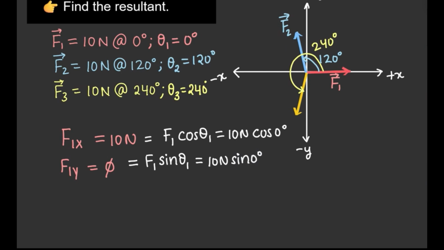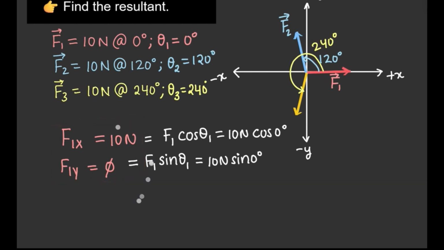All right. Now cosine of 0 degrees, what is this equal to? This equals 1. So 1 times 10 newtons gives us 10 newtons. So F1x is equal to 10 newtons. Moving on to F1y. Sine of 0 degrees equals 0. 0 times 10 newtons is 0. So F1y is equal to 0. Here, we have gotten the value of F1x and F1y.